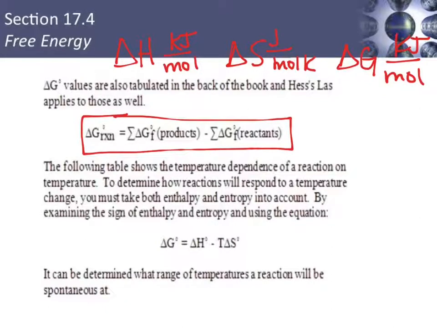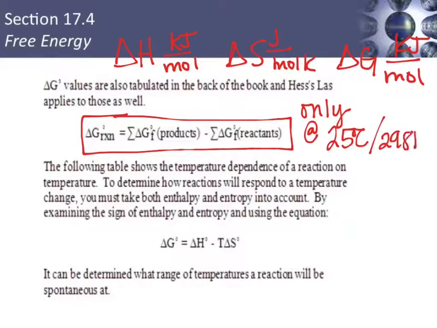And this equation is also called Big Mama. But this is only applicable at 25 degrees Celsius or 298 Kelvin. If you change the temperature, then your delta G is going to change. That's also if you already know your products and reactants.